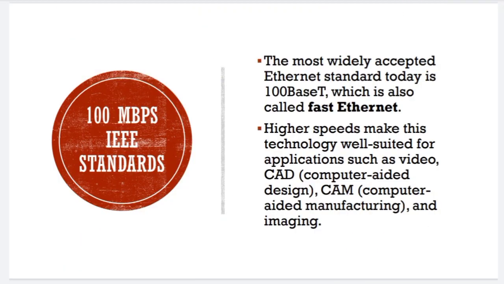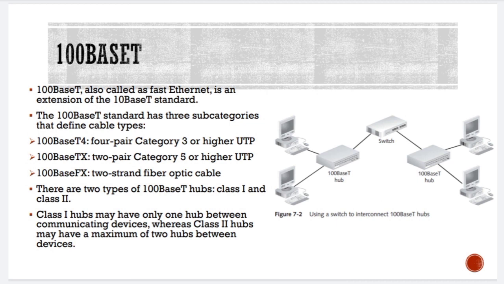100 Mbps IEEE standards. The most widely accepted Ethernet standard today is 100BaseT, which is also called Fast Ethernet. High speeds make this technology well suited for applications such as video, CAD or computer-aided design, CAM, computer-aided manufacturing, and imaging. 100BaseT, also called Fast Ethernet, is an extension of the 10BaseT standard.